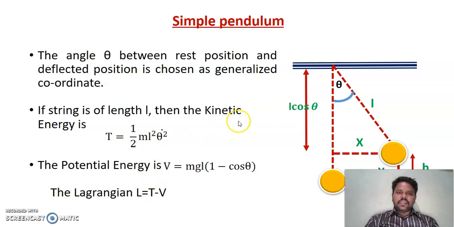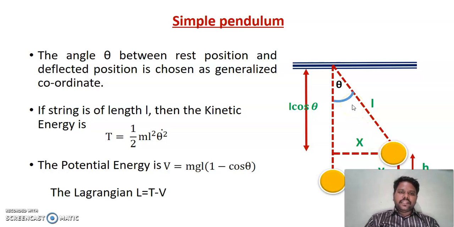Let us consider a body of mass m, a bob, attached to an inextensible wire of length L. Let the pendulum be suspended in its mean position. Then the bob is moved to its extreme position and allowed to oscillate.